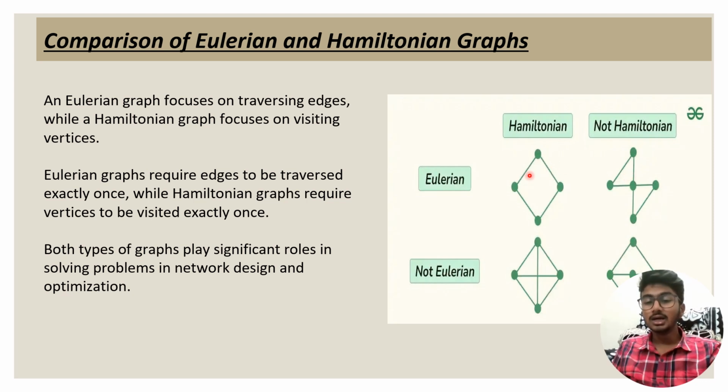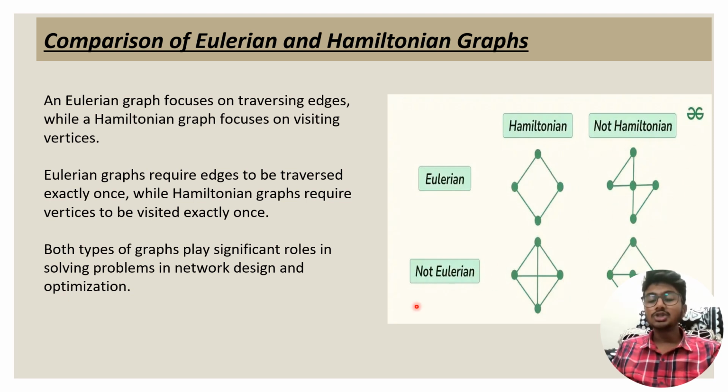Coming to this one, it can be said as an Eulerian graph as it is connected to all vertices with edges. But it cannot be Hamiltonian, because if I start here, coming to this point and this point, I can't return. There would be an error, so it is not a Hamiltonian graph.